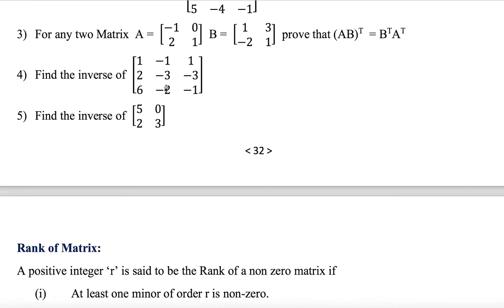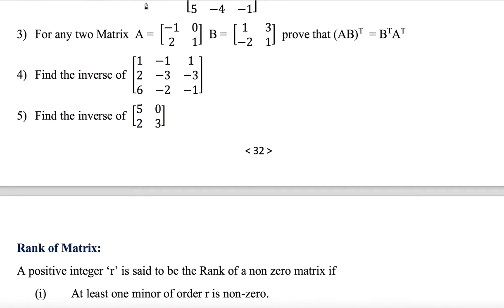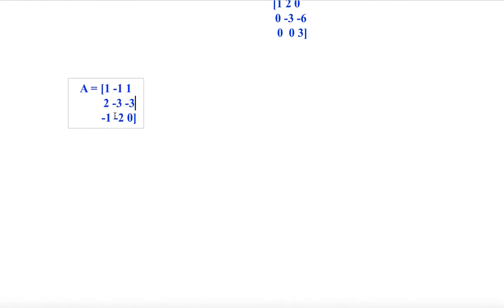Then this is 2, minus 3, minus 3. Okay, 2, minus 3, minus 3, or minus 3. That is also fair enough. 6, minus 2, or minus 1. 6, minus 2, minus 1. It is already minus 1. We need not do it again.